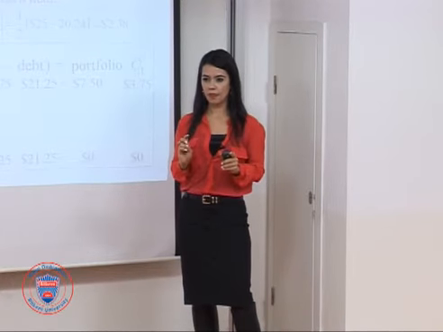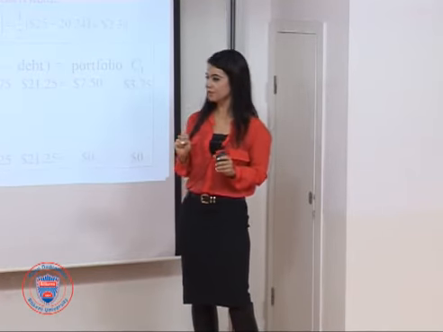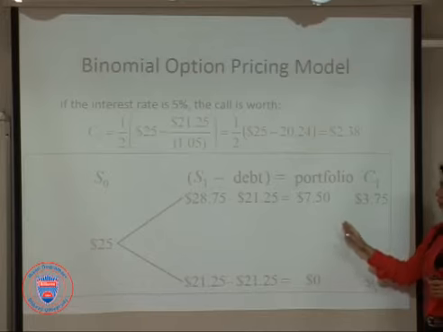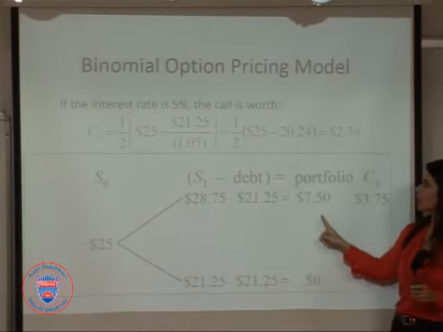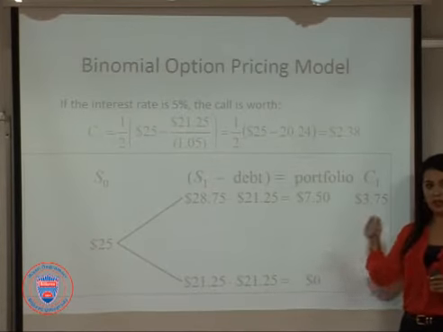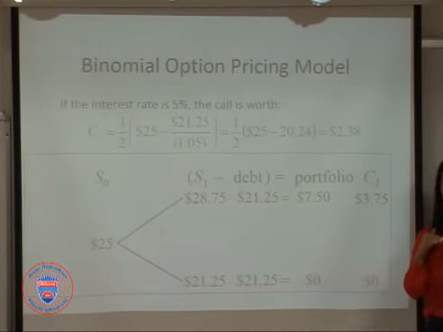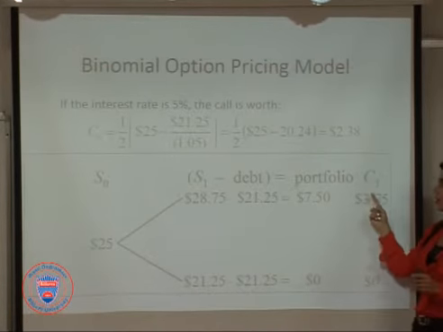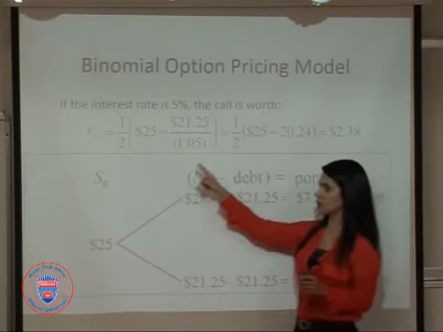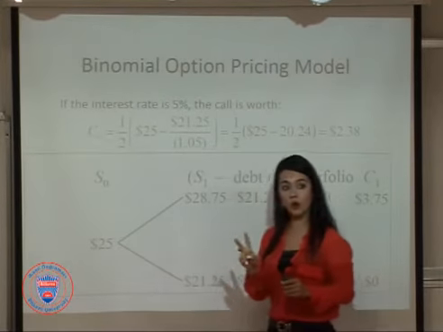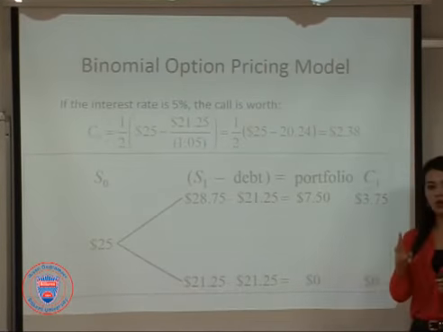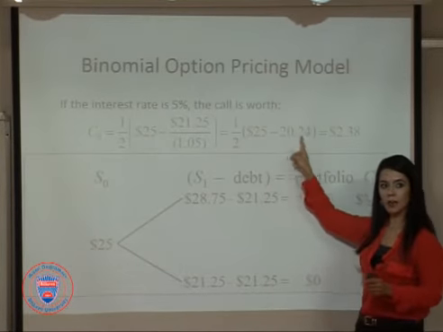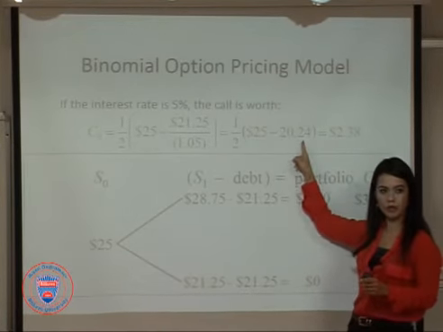Anything else? Yes? Can you repeat the 1 over 2 parts? Okay, it is because when you buy 1 stock and borrow 20.24, that portfolio will bring you twice as much as 1 call option. So you can either put this 2 here. So if you buy 2 calls, then those 2 calls value will be equal to buying the stock and borrowing 20.24 from the bank.